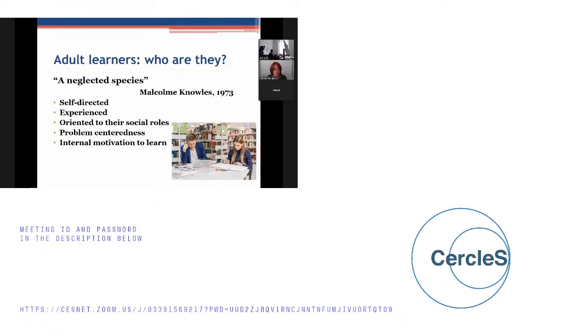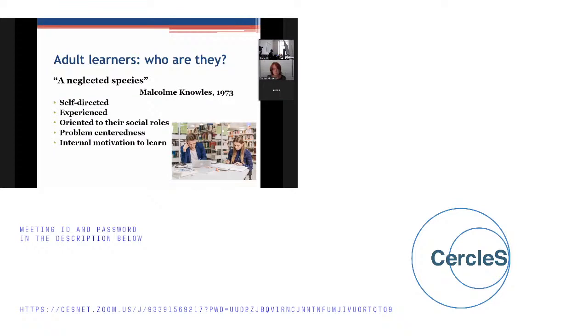So Knowles defined the specific traits of adult learners, such as they're self-directed, which means that they set their own goals and strive to achieve them. They are experienced learners, which means that they come to the classroom with previous experiences, both positive and negative. They are oriented to their social roles because as adults they already have some social status and they wouldn't like to have it compromised through the learning process.